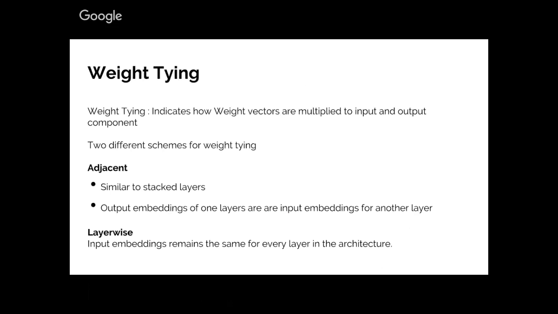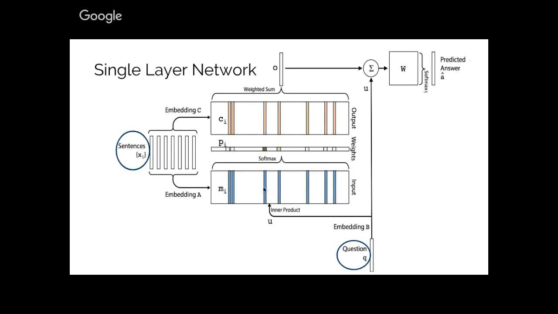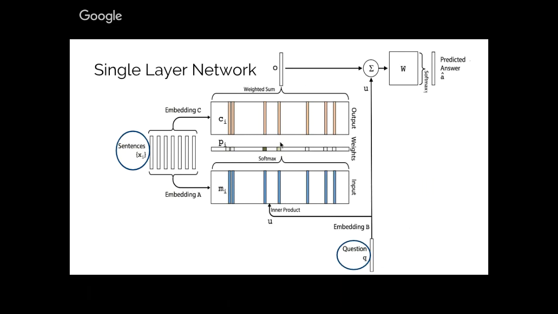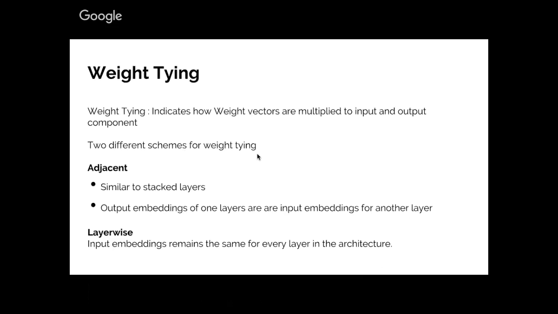So, wait time. What we are seeing in this case is that when this question has the inner product with these embeddings, we can see the products have a variation in the colors. These are representing a 0.7 or a 0.1, for example. So the product is going to come from the weights. That is how weight vectors are multiplied with input and output components.